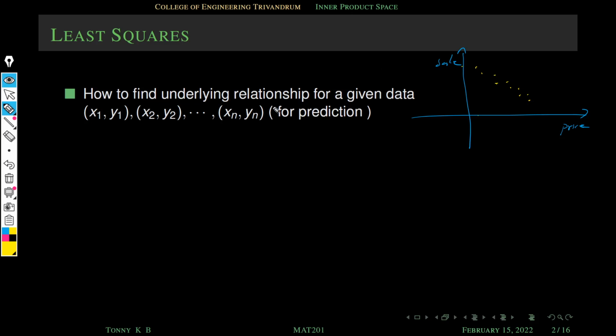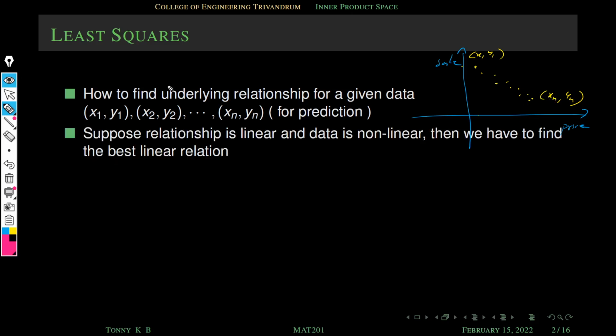So how do we find the underlying relationship for a given data set? Let the points be (x1, y1), (x2, y2), etc. You can take this point as our (x1, y1), and so on up to the last point (xn, yn). So we have n data points, and we have to find an underlying relationship between them for forecasting.